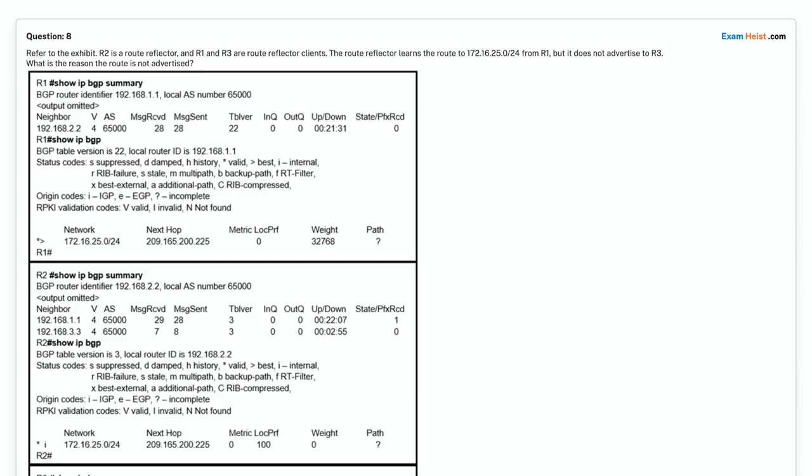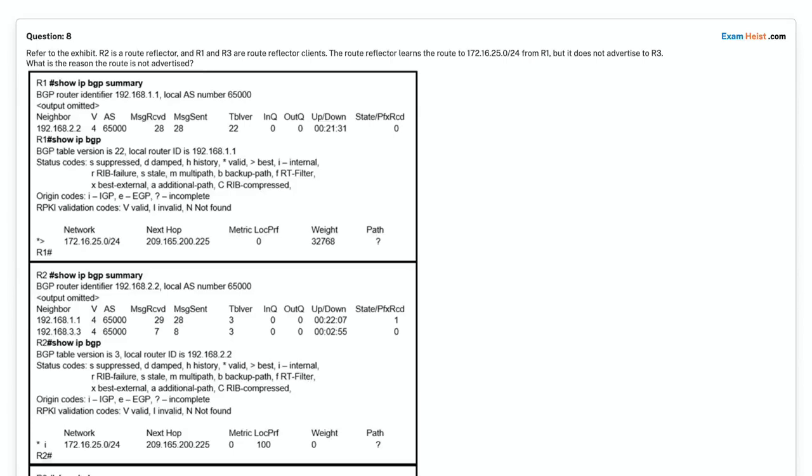The route reflector learns the route to 172.16.25.0/24 from R1, but it does not advertise it to R3. What is the reason the route is not advertised?